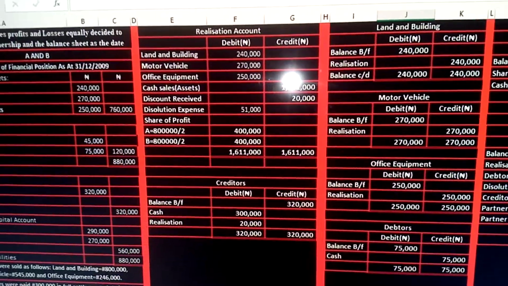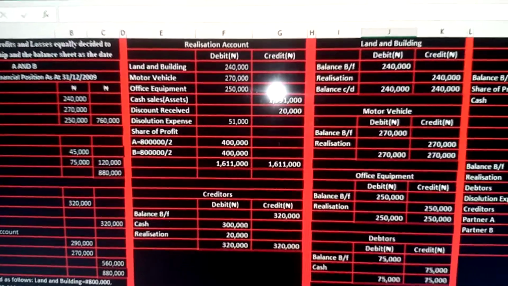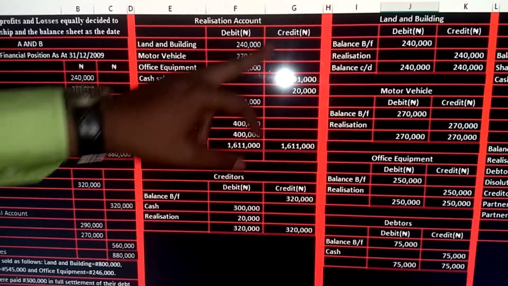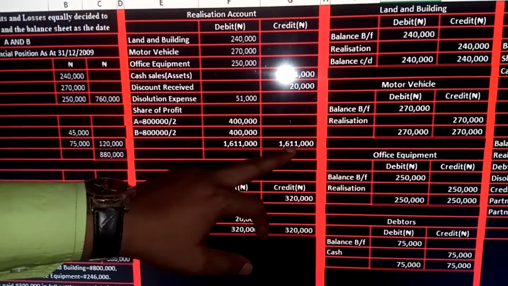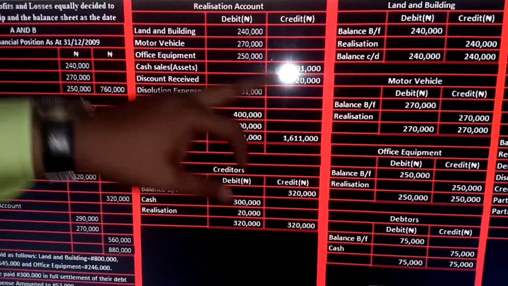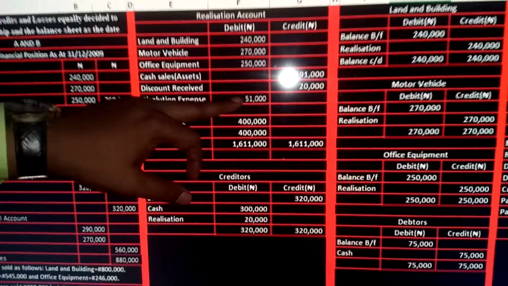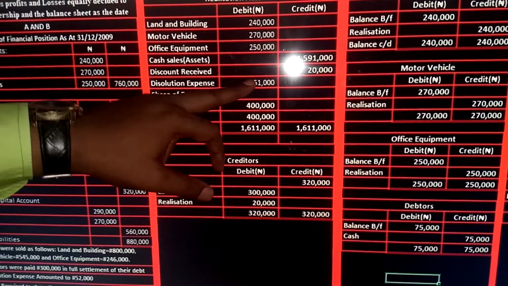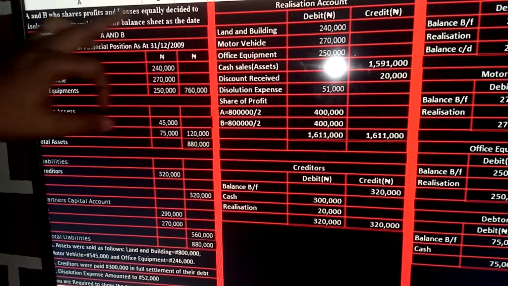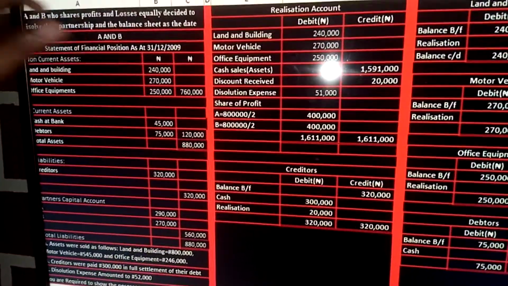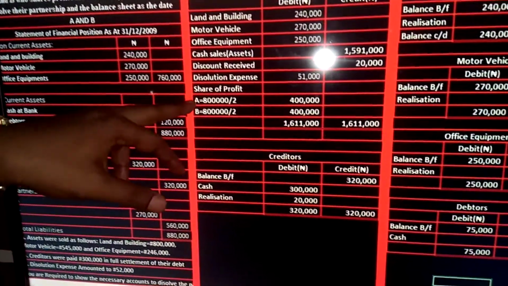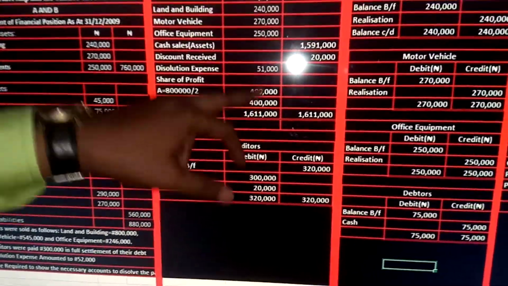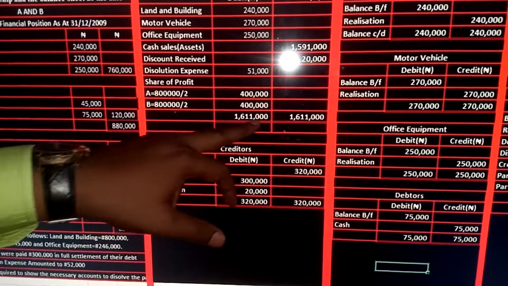So by the time you take every item that is to be taken to realization account, you compare your sales proceeds with your what? Cost. So here the total sales proceeds is 1,611,000. So you minus 240, 270, 250, and 51. Okay. So what's the balance? 800,000. And they say profit and losses are shared what? Equally. So, and there are two partners. Divide by 2. You have A taking 400,000, B taking 400,000. So when you add all, now it gives you 1,611,000.